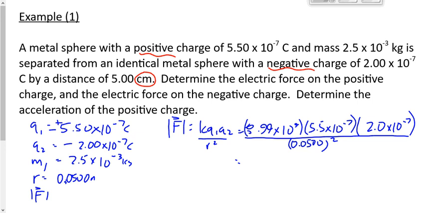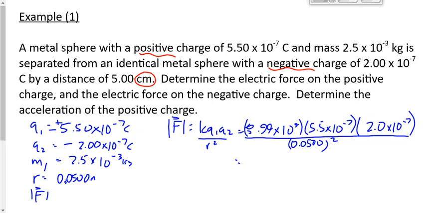Shouldn't you make 2.0 times 10 to the negative 7 negative? Well, it is a negative charge, but listen carefully to this. I don't want you to ever sub the sign of a charge into an equation. Got it? Leave it like it is.